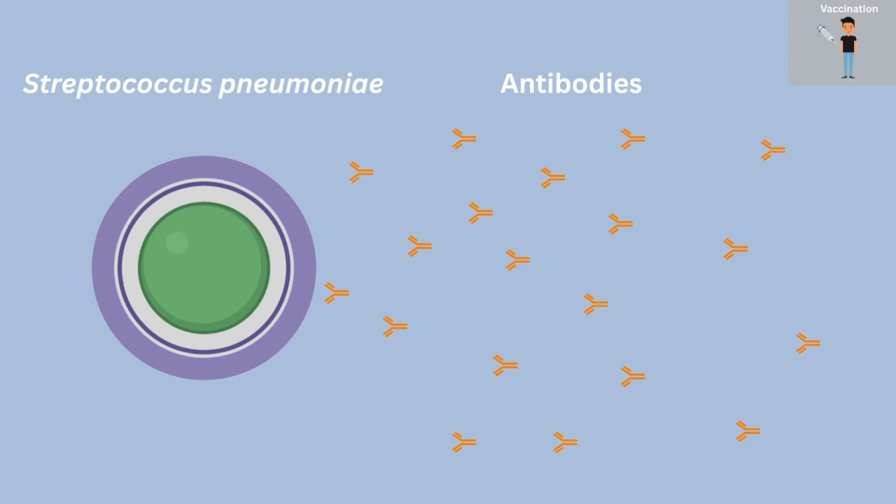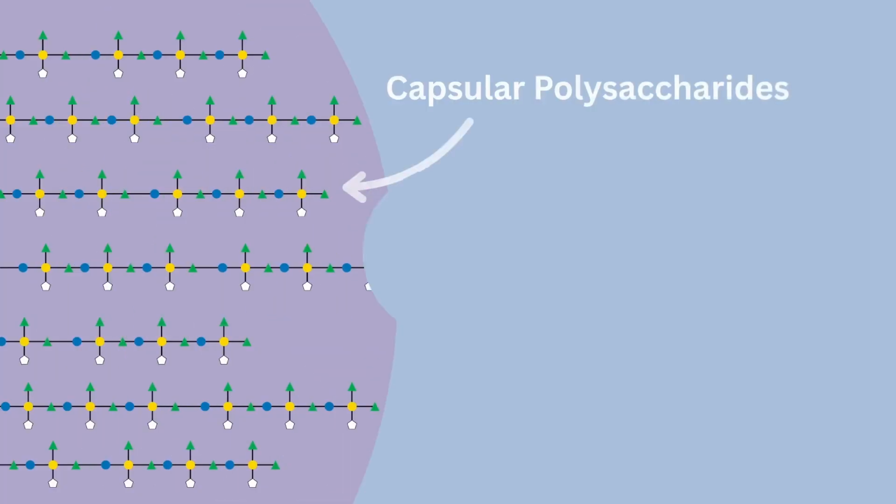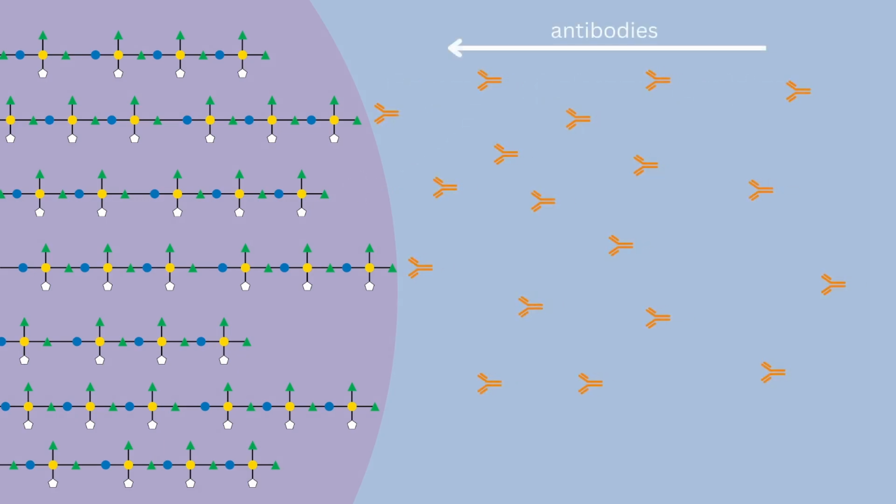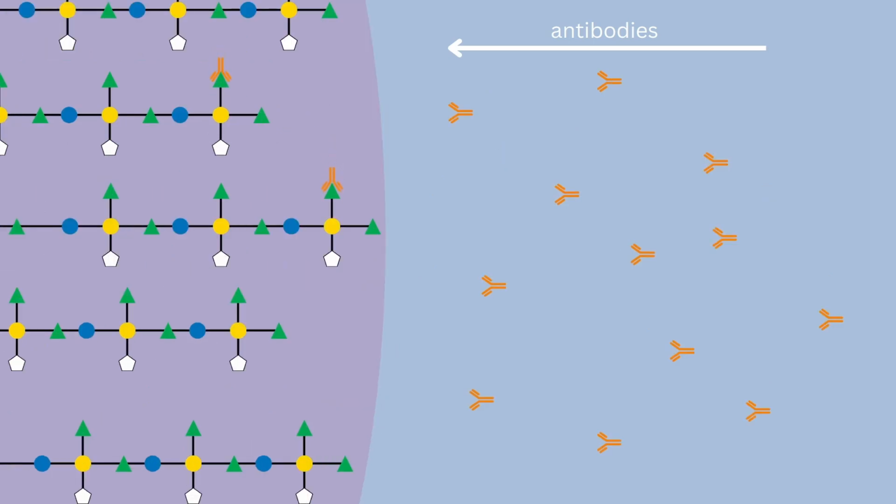Let's take a closer look at this process. On the surface of the bacterium is a capsule, a thick layer of sugars. Zooming in further, we see the individual sugar molecules that form this capsule, known as capsular polysaccharides. The capsular polysaccharide, or CPS, is important because it's where antibodies bind when they attack the bacterium. Understanding this process is the focus of my research.